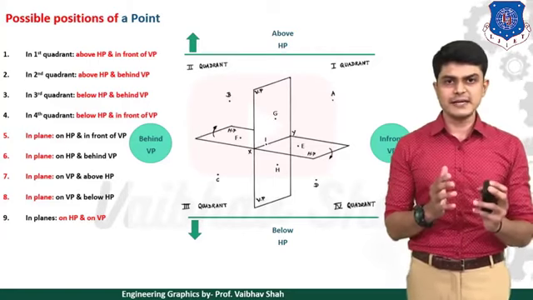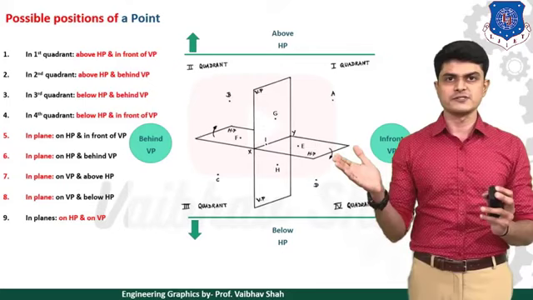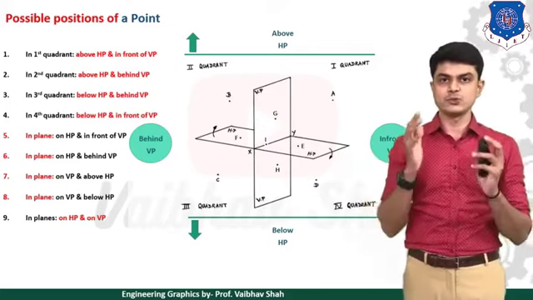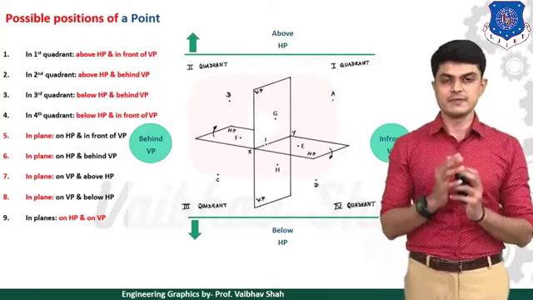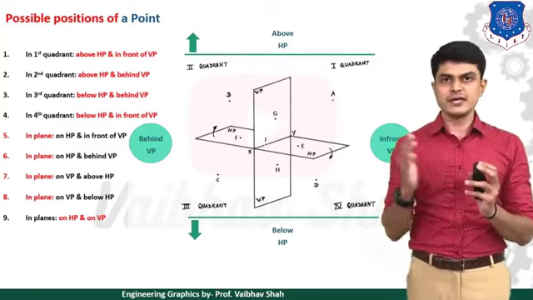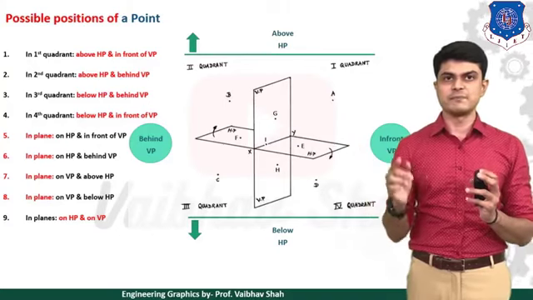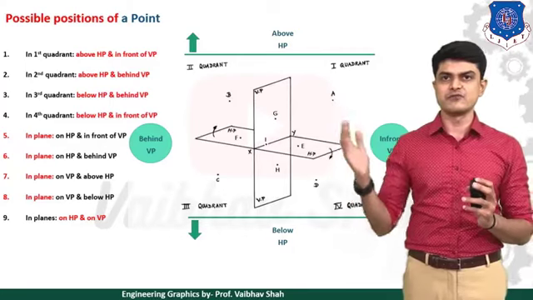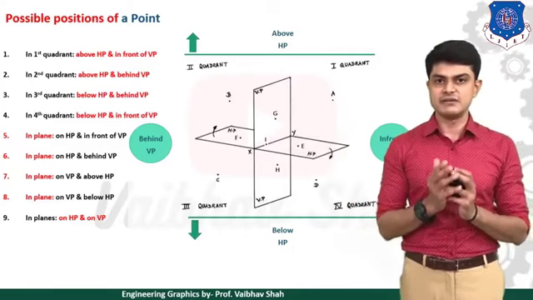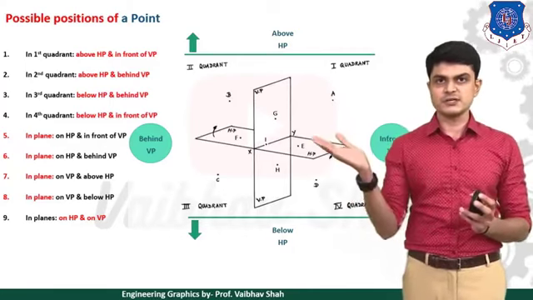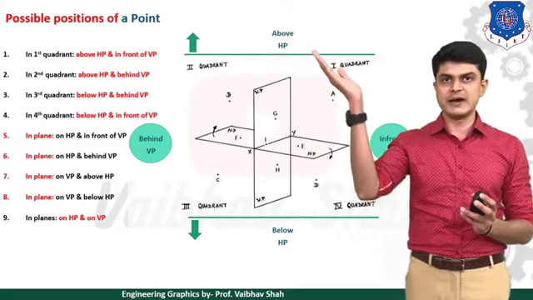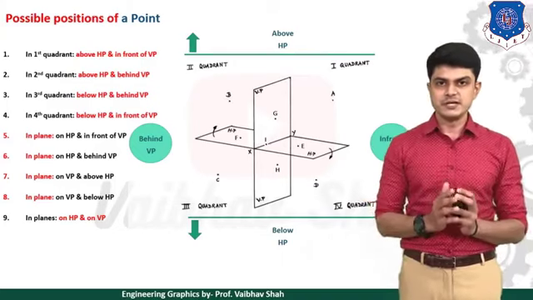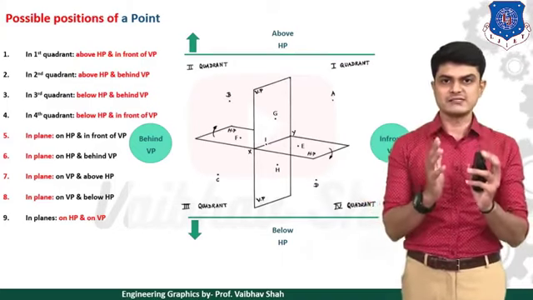The quadrant system is made up of two planes. First is your horizontal plane, also known as HP, and second is your vertical plane, or VP. The portion in front of VP is denoted by in front of VP, and the portion on the back side of VP is denoted by behind VP. The portion just above HP is denoted by above HP, and the portion below HP is denoted by below HP. So try to keep these things in mind.